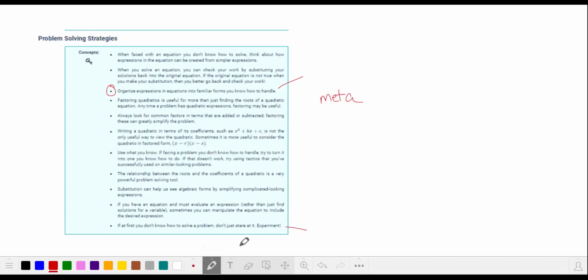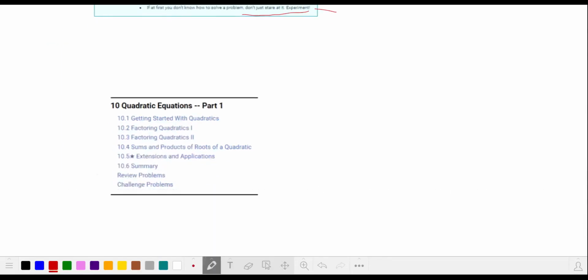Here's another example of advice that's just a little too abstract. If at first you don't know how to solve a problem, don't just stare at it, experiment. No one can argue with this advice, but I just think it's too meta to be useful for most students. Let's go on to the last sections. These are the review problems and the challenge problems.